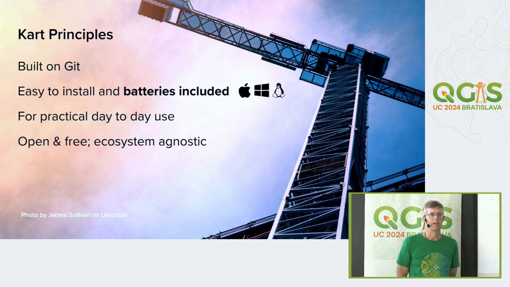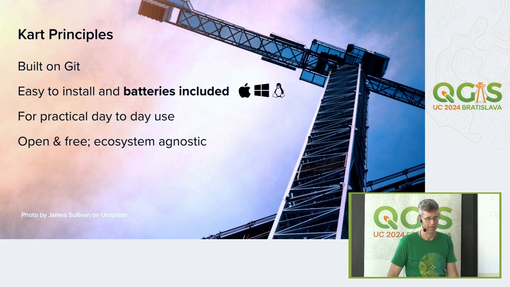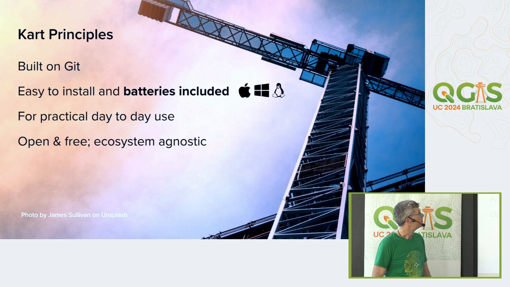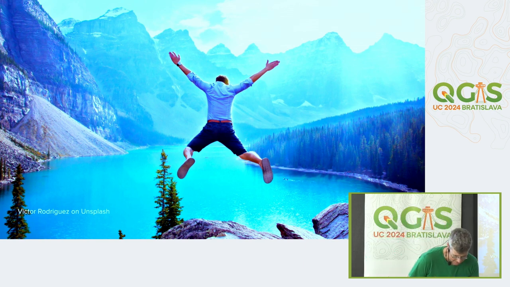And we want it to be ecosystem agnostic. So it should work nicely for QGIS, but it should also work nicely for AutoCAD users or ArcGIS users. And at Coordinates, we've been mirroring tens of thousands of datasets into Kart. So it's pretty battle-tested already. Yeah. And so I'm going to show you a little bit of a demo of how to get started with Kart.